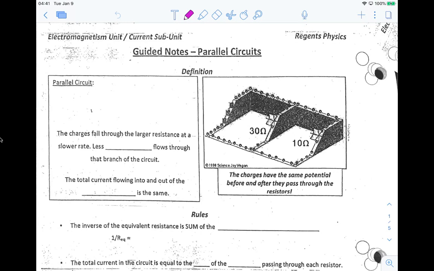Now that we've covered series circuits, we can finally start talking about parallel circuits. Unlike series circuits, where there's one path from start to finish of a battery, a parallel circuit has multiple paths. As you can see in this picture, you have more than one loop around your circuit that you're able to travel through.